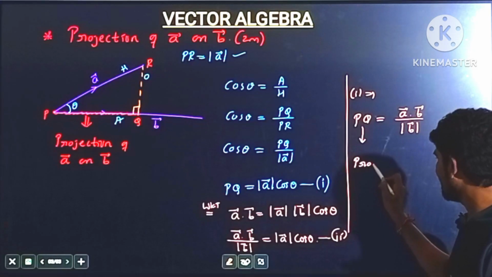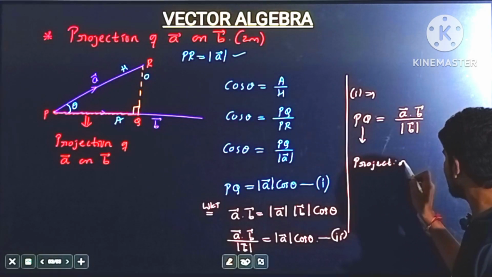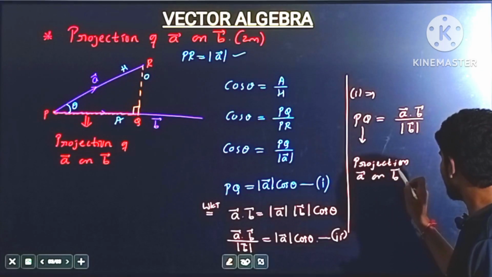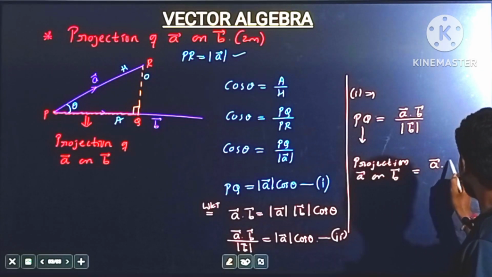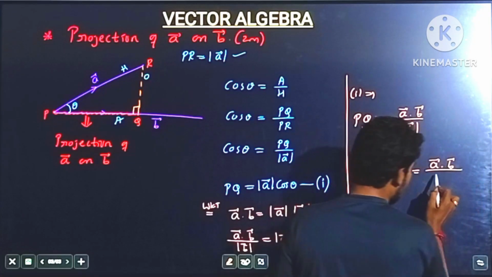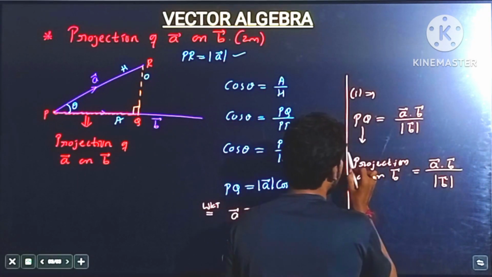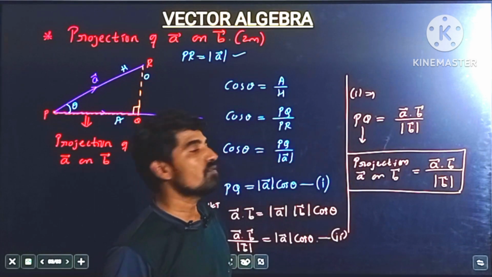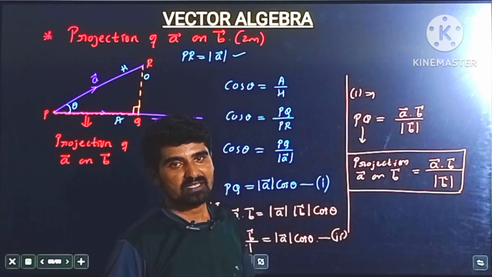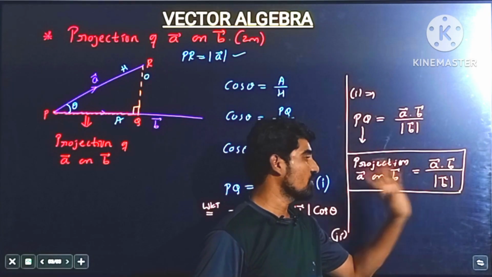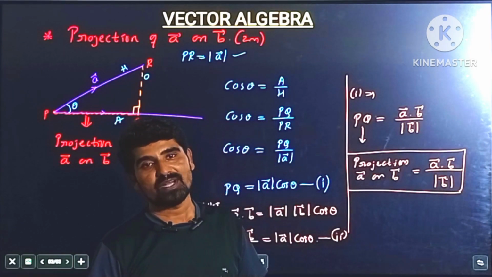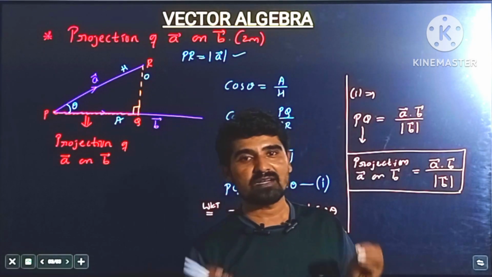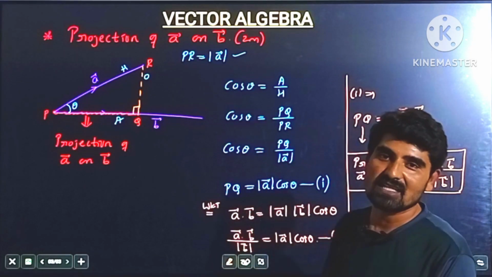Hence we find that the projection of A vector on B vector is equal to A vector dot B vector divided by magnitude of B vector, which is the required formula to calculate the length of shadow of A vector on B vector. That is what? A vector dot B vector divided by magnitude of B vector. I hope all of you understood. So this is all we require to solve the problems in exercise 10.1.